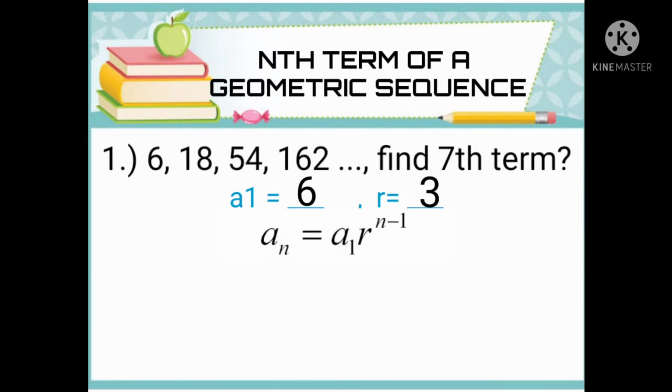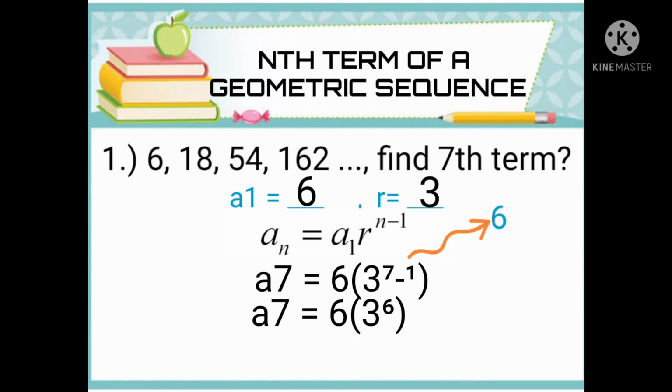Then, use the formula a sub n equals a sub 1 times r raised to the power of n minus 1. Then, substitute the value of n and also the a sub 1, the r, and that becomes a sub 7 equals 6 times quantity 3 raised to 7 minus 1. Then get the difference first of 7 and 1, which is 6. So therefore, a sub 7 equals 6 times quantity 3 raised to 6.